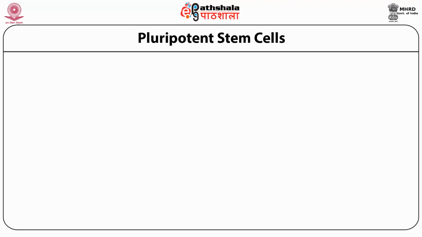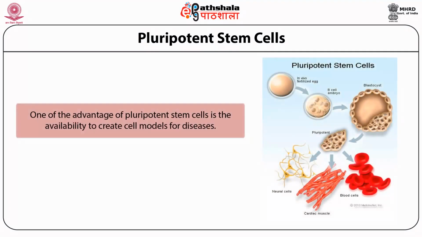For example, we can use pluripotent stem cells. One of the advantages of pluripotent stem cells is the ability to create cell models for diseases. Pluripotent cells can be generated in vitro from the fertilized egg. It develops into the embryo, and from the embryo at the blastocyst stage, we can isolate the pluripotent stem cells. They can be differentiated into blood cells, cardiac muscle, and neural cells.